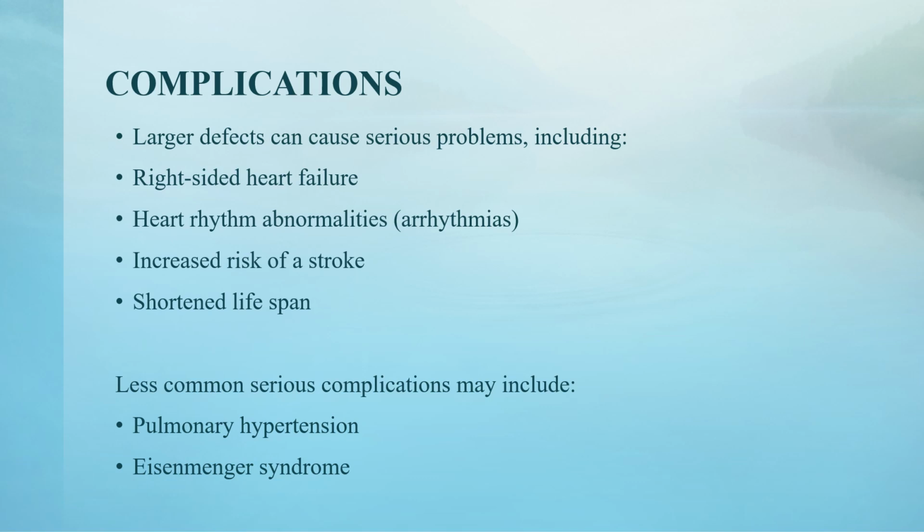Now let us have a look at the complications. What are the complications that have to be prevented by treating the disease at the earliest? First, it is the right-sided heart failure. The patient enters into right-sided heart failure because of increased right atrial and ventricular volume overload and increased right atrial and ventricular pressure overload.